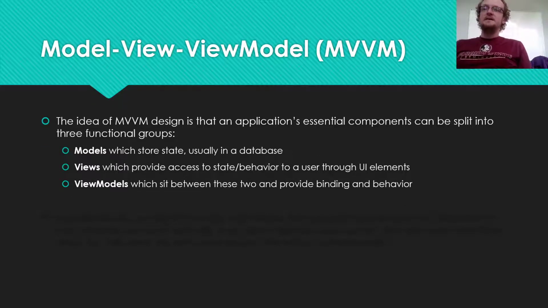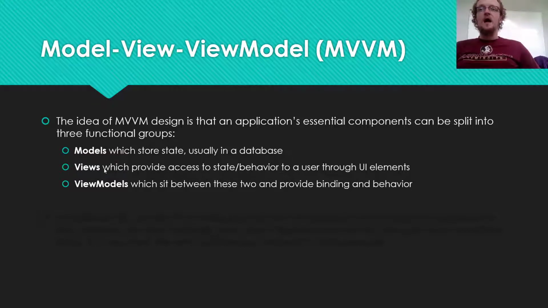The idea fundamentally of MVVM is that you can take all of the software components, all of the source code artifacts in your application, and put them into one of three bins. Those bins are models, which are solely capable of storing state. These usually map one-to-one with records in a database. If you're familiar with ORM, these models are the result of mapping a relational database table record to a class structure. So these models are really about state, not about behavior.